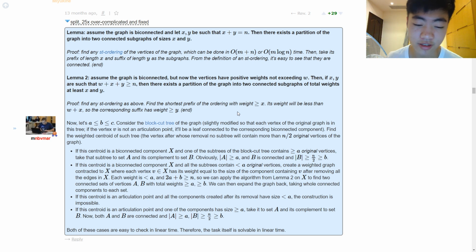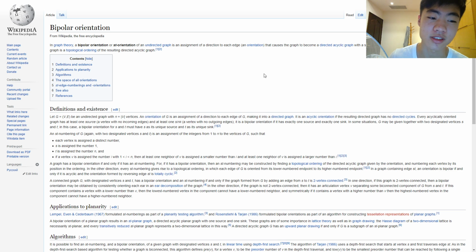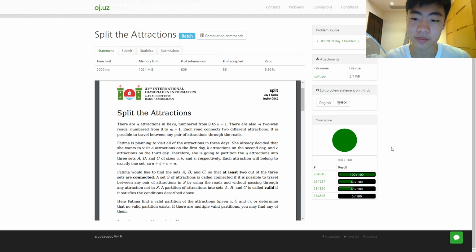It might not have been a good idea, because I needed to learn how to implement the algorithm for finding an st-numbering of a biconnected component, which I did not know how to do. So I spent a lot of time reading about this and trying to implement it. Eventually my code had a lot of bugs, so I had to do some stress testing. But in the end, after a few submissions, I got 100. So this took a long time.